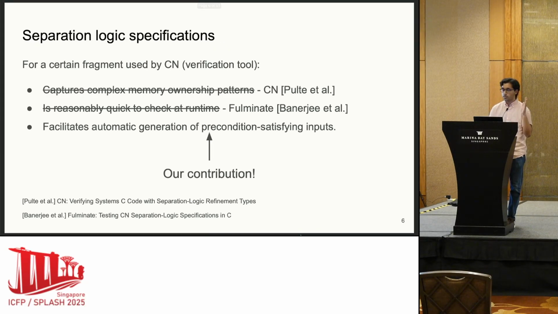So we will look at separation logic. In particular, we will look at a fragment used by CN, which is a verification tool for C. In their paper, they showed that they can capture quite complex ownership patterns. There's also work Fulminate, which we depend on as our test oracle, which will take a CN specification and turn it into instrumentation that will check that it holds at runtime. So our contribution is automatically generating inputs that satisfy preconditions.